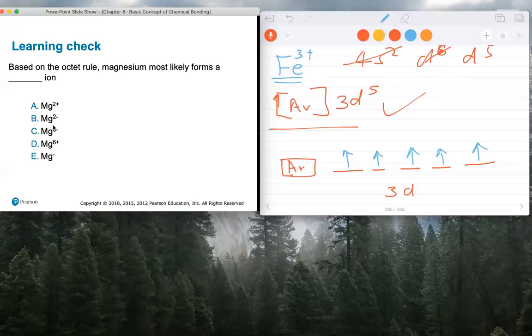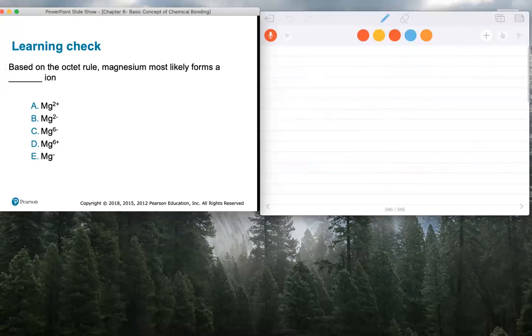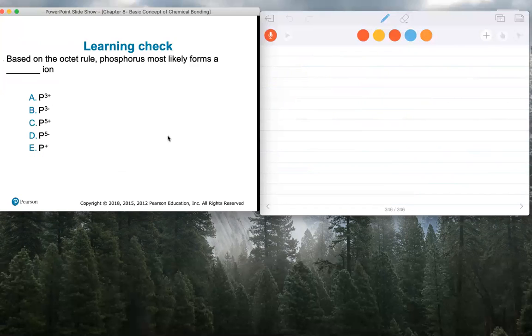The others are wrong. So using the elimination method, the correct answer is A. Writing the ionic symbol: based on the octet rule, phosphorus most likely forms a negative ion. It's the same approach. You've got to know which group phosphorus is in.